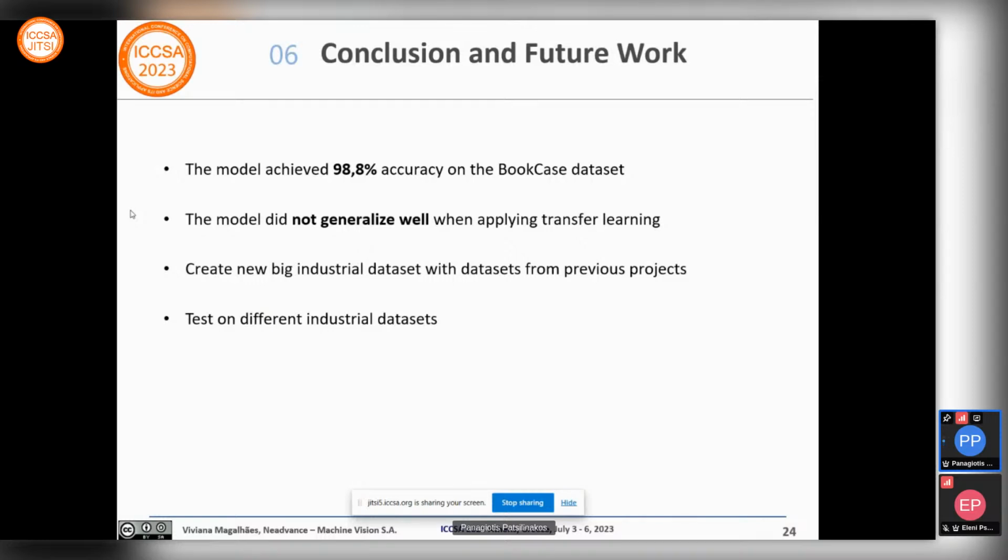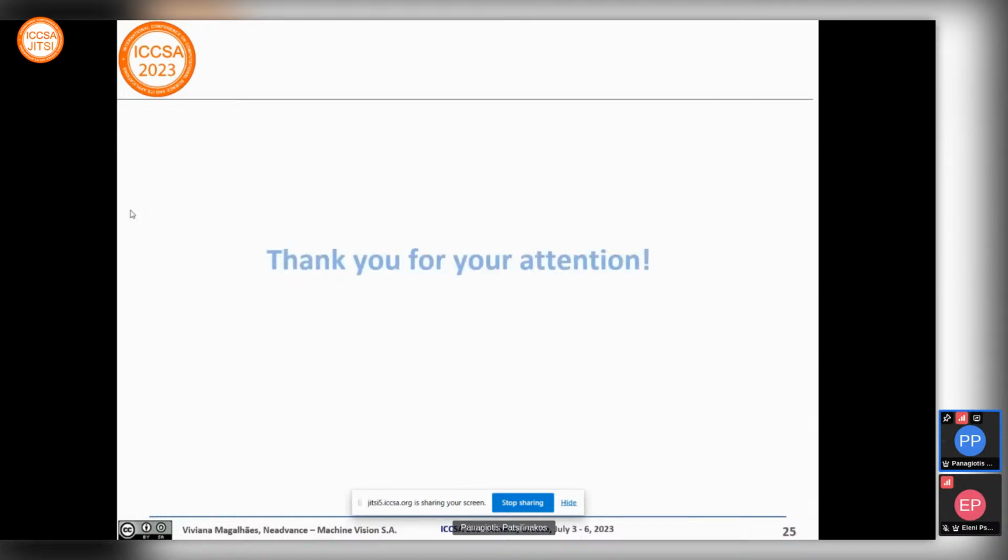And what we are doing at the moment is creating a big industrial data set with previous projects, like defects on leathers, and putting it all together to create a big data set like ImageNet but in an industrial setting. So that we can then apply it and see the results and expect it to be very good, just needing to train that one huge model once and apply transfer learning for the rest of the industrial data sets. Thank you for your attention.